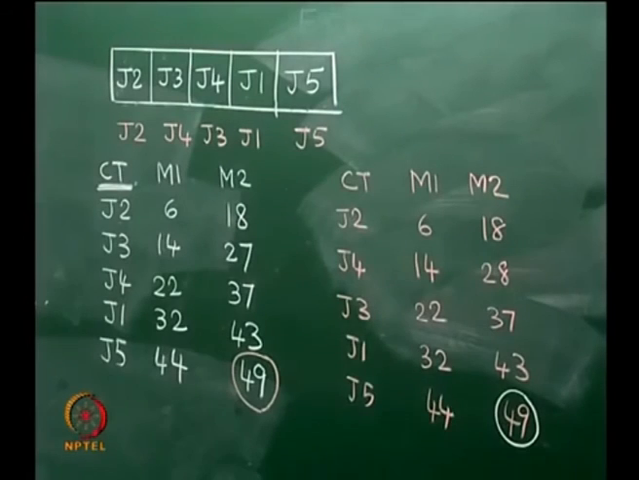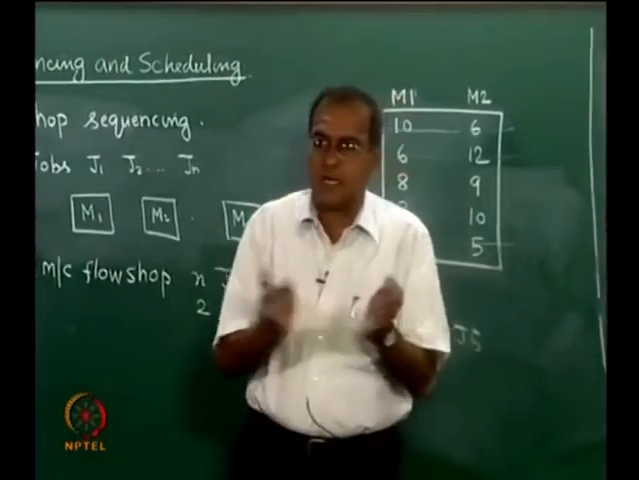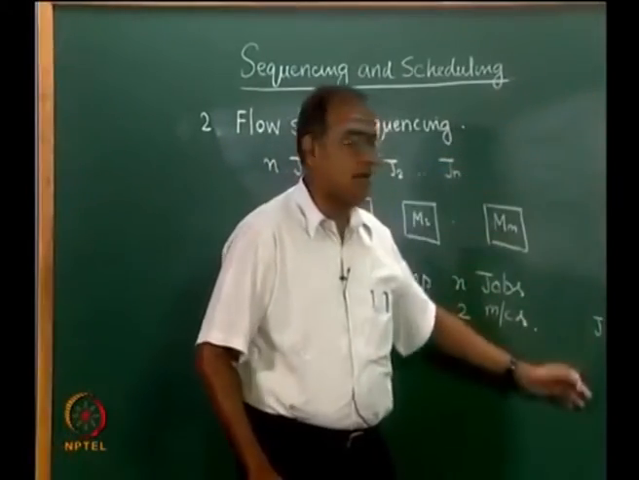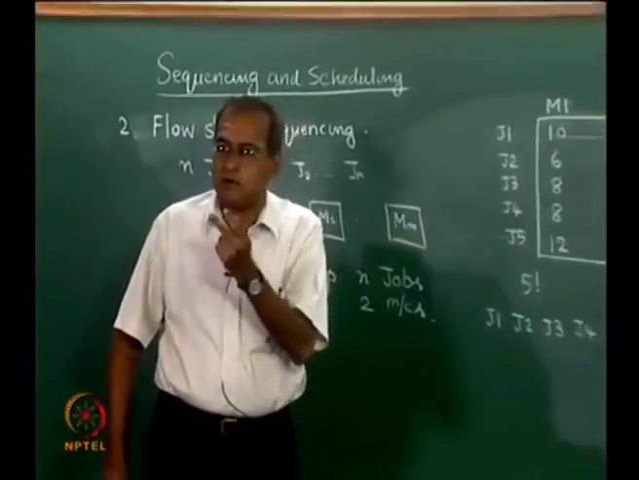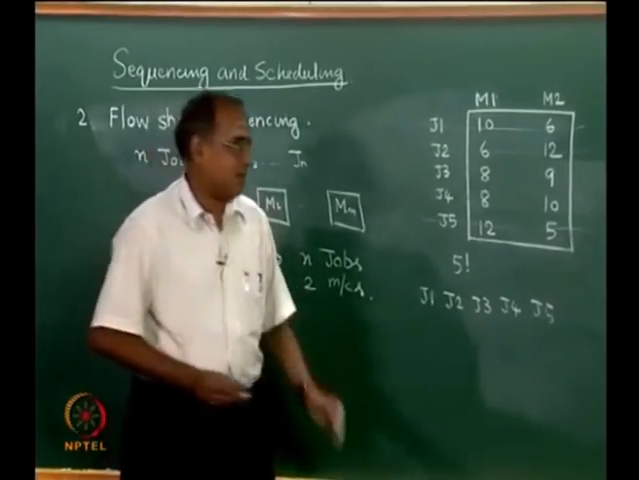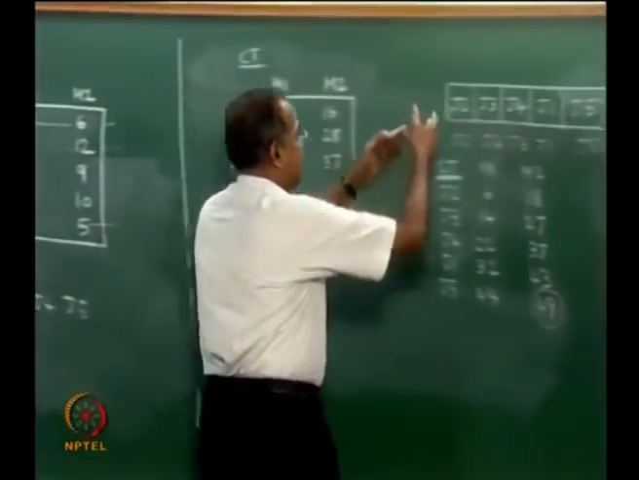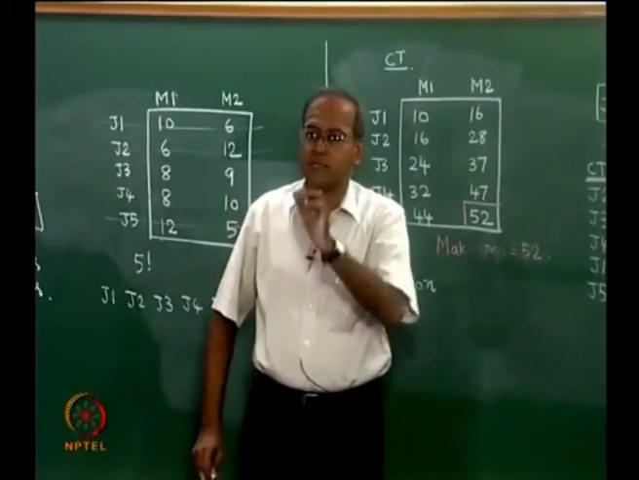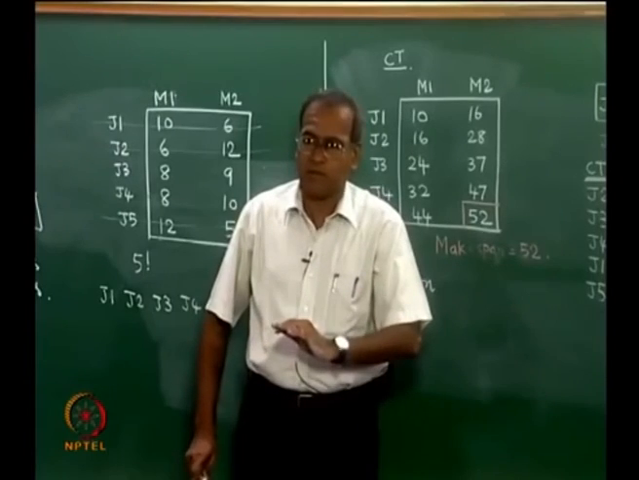So, Johnson's sequences, because of ties, if we have more than one sequence, all the sequences are optimal and all of them give the same amount of make span. Now, Johnson's algorithm gives the optimum make span for a general n job, but 2 machine flow shop. And Johnson's algorithm is based on a very simple rule that if you have n jobs, create a table with n slots, find out the smallest number in the table.